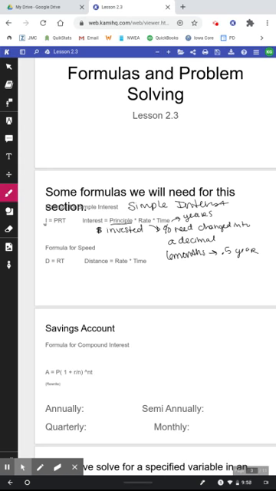Another formula we're going to need for this section is the formula for speed. And we have D equals R times T. Distance equals rate, usually that's like your miles per hour, times time, and that's hours.